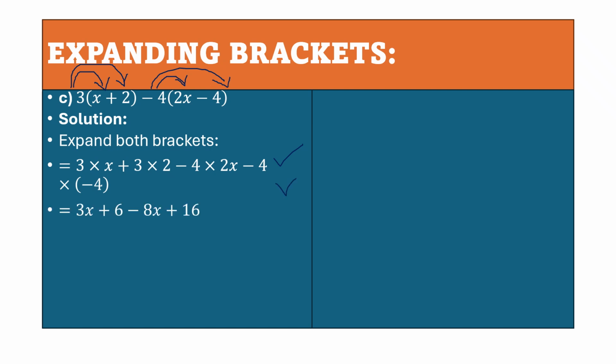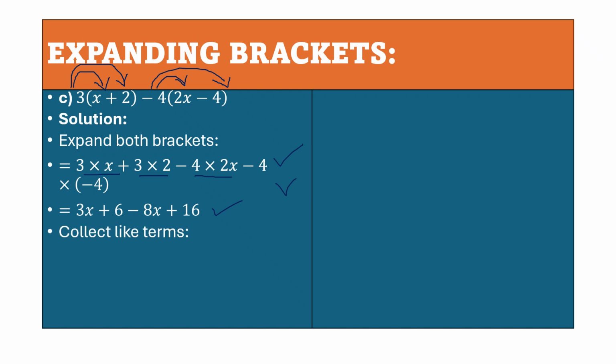Now 3 into x will give you 3x. 3 into 2 will give you 6. Minus 4 into 2x will give you 4 into 2, 8, and the sign minus and x along with it. And minus 4 into minus 4 is 16. As I told you, minus into minus is what? Plus, which you have to remember.